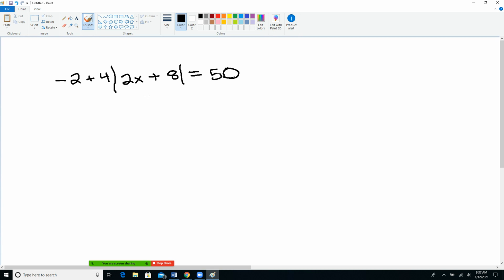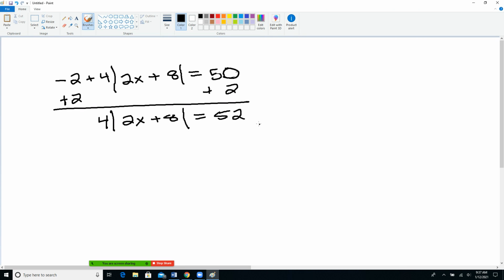So in order to do this absolute value problem, I have to get rid of this stuff that's outside the absolute value before I turn it into two different problems. So I'm going to add 2 to both sides. And I get 4 times the absolute value of 2x plus 8 equals 52. And now I'm going to divide both sides by 4.